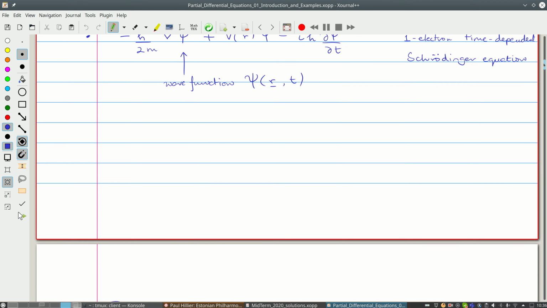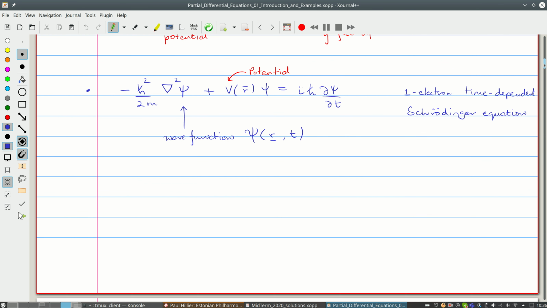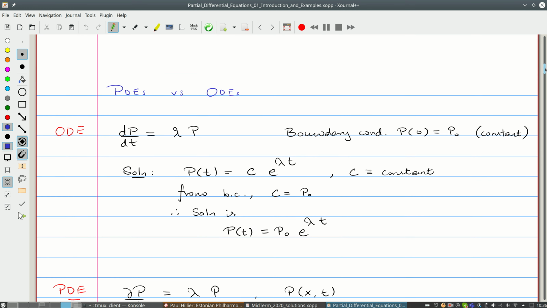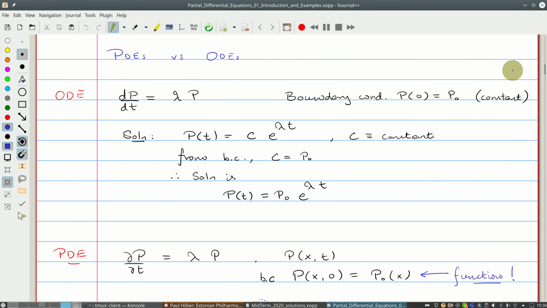So we need to solve these kinds of equations, and we're going to start simple. We're going to start with, first of all, what are the differences between a partial differential equation and an ordinary differential equation. Let's start with an ordinary differential equation you have seen now quite often. dp by dt is equal to lambda times p. That means the rate of change of p is proportional to p itself, and the proportionality constant is lambda.